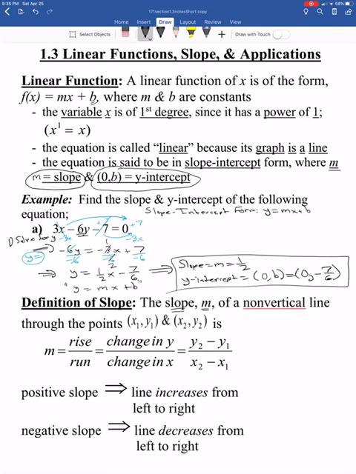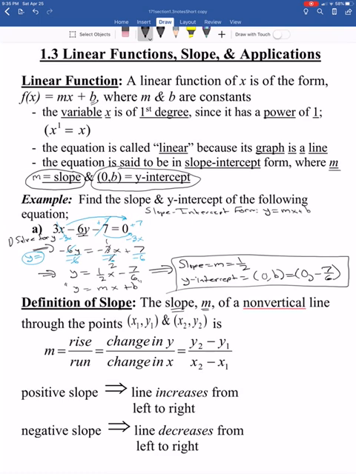So for any 2 points on a line, we want to look for the rise and the run between them. And this is a constant value. It doesn't matter what 2 points you pick. Slope is a constant value. Again, it does not change. A line has that same rise and run between any 2 points on it.